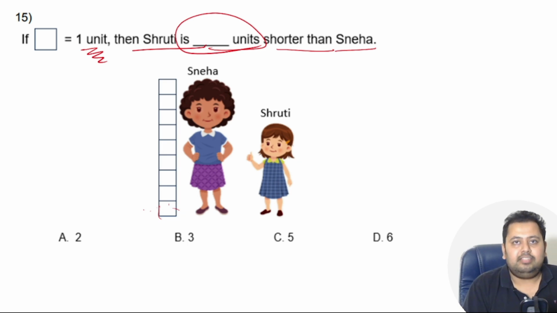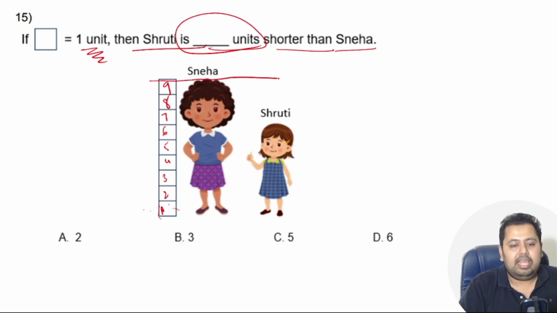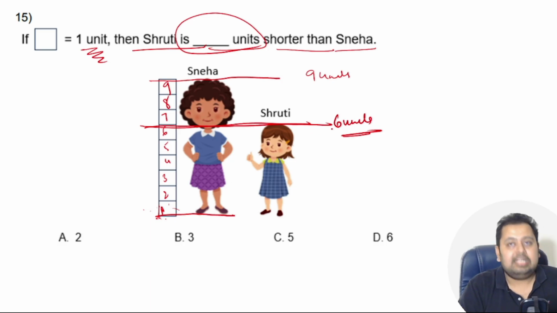Great. I hope you first paused and did it yourself. So let's find out the height of Sneha in terms of these square units. So this is 1, 2, 3, 4, 5, 6, 7, 8, 9. So you have 9 square boxes here. Now Sneha, if you draw a line, is actually 9 units tall. What is Shruti? If you draw the straight line over here, you'll find Shruti is 6 units tall, right? I'm sorry, my line was not straight, but it is actually 6 units.